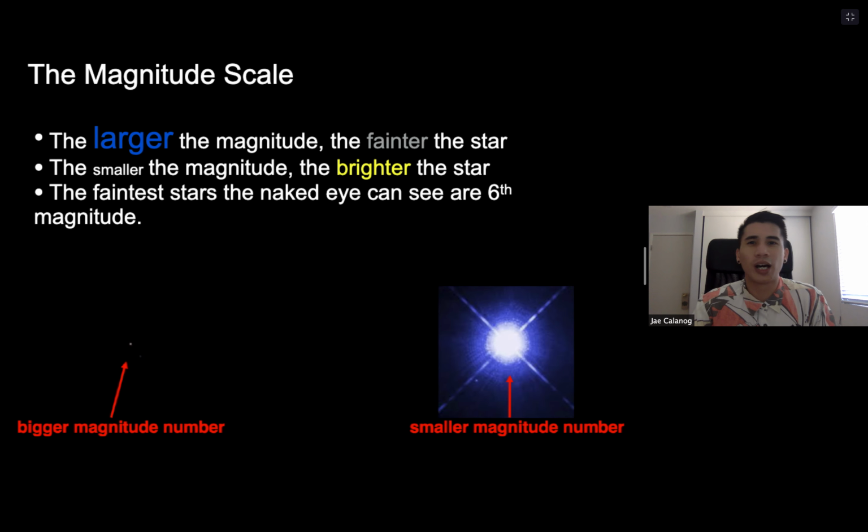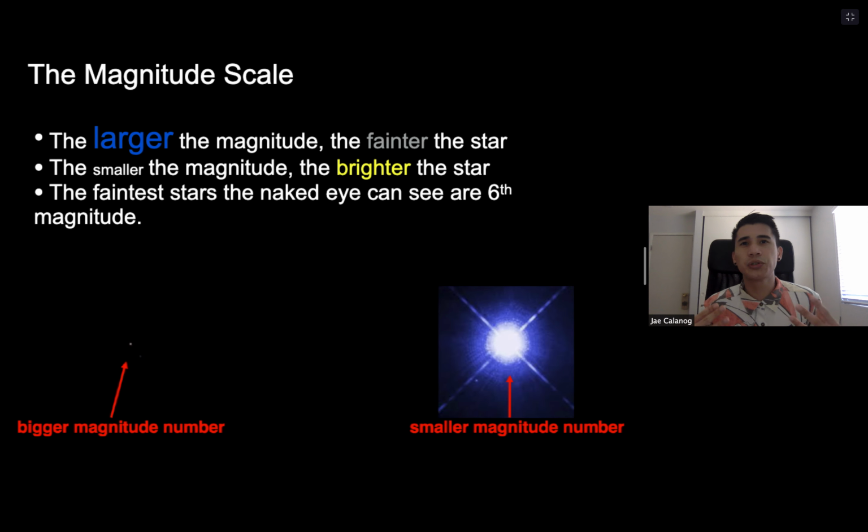And if you're curious why it works that way, it's because when Hipparchus was classifying these different stars in the night sky, he basically said, "Oh, look, that is the brightest star. That is the number 1 brightest star in the sky. That is the number 2 brightest star in the sky. That is the number 3 brightest star in the sky," and so on and so forth. So you get the idea of how that works.